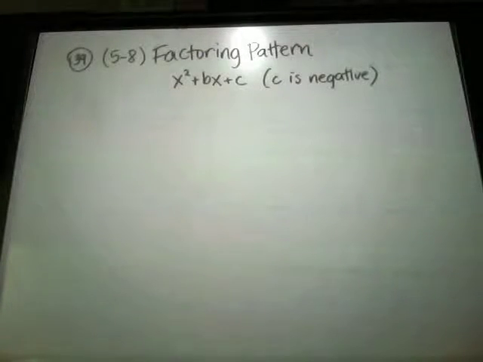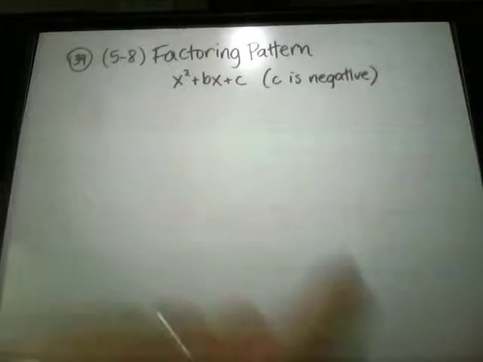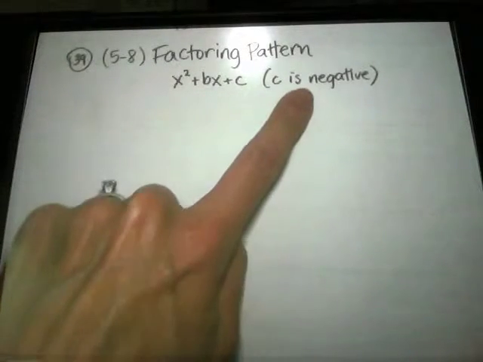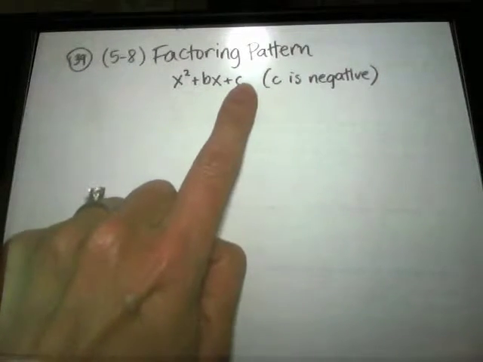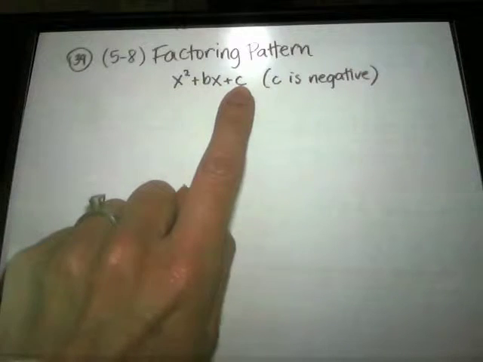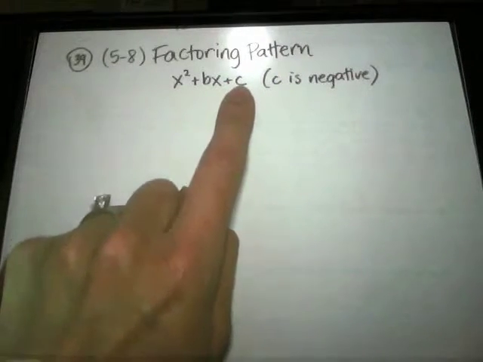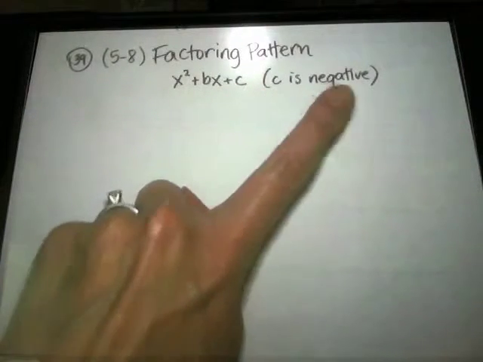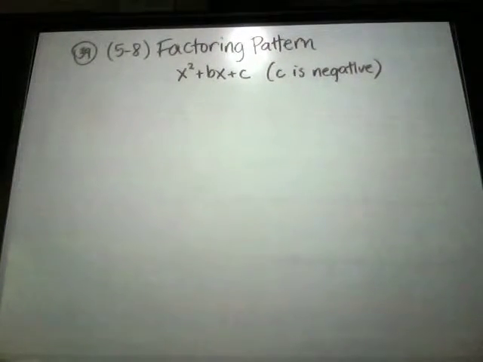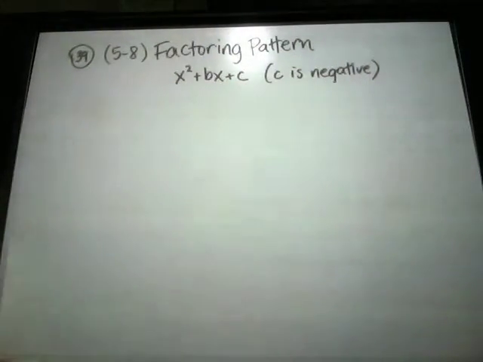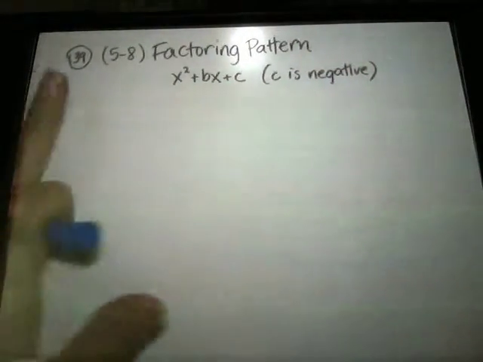5/8. The good news is this is the exact same factoring pattern we did in 5/7. The only difference is that now we're going to see C. We are going to see that the number that will go in place of this variable C will be negative, so we will end up with a minus. The pattern we did in 5/7 was always positive. So let me just show you an example.